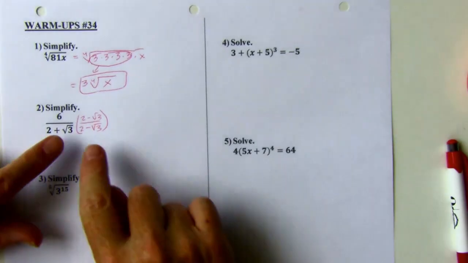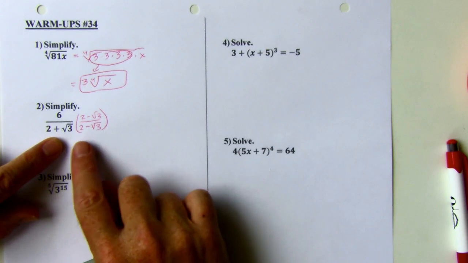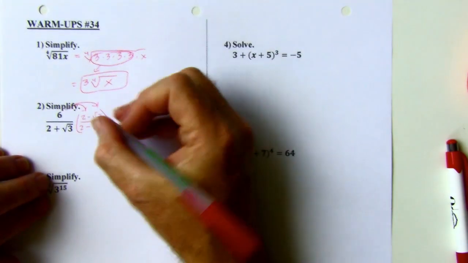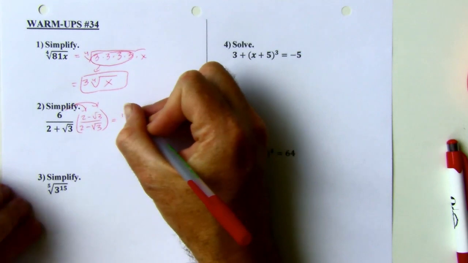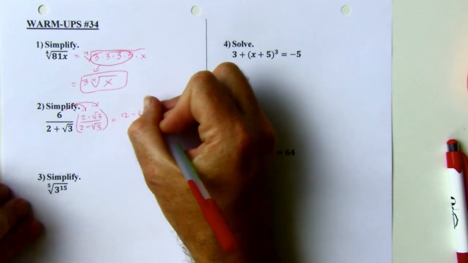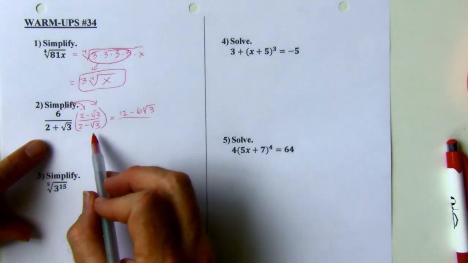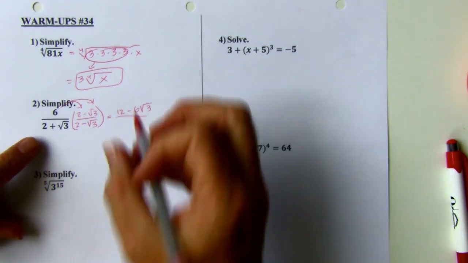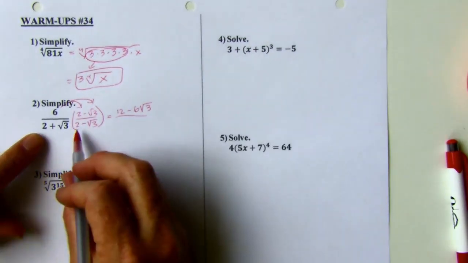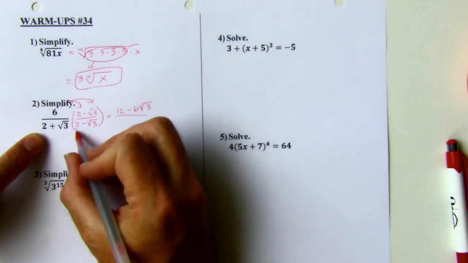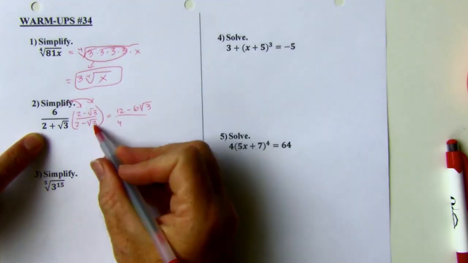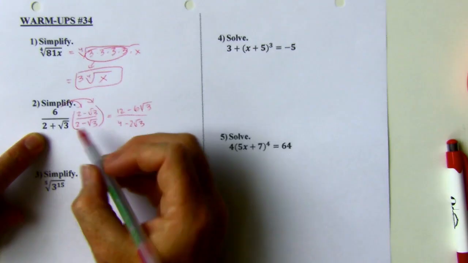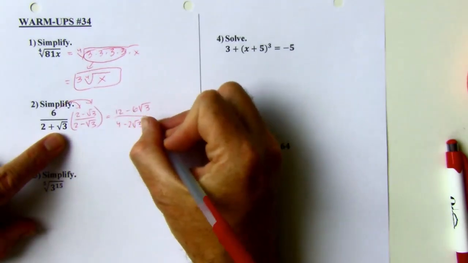Okay? And whenever you multiply by the conjugate like this, it should work out so that there's no more radical in the denominator. So on the top, I'm just going to distribute the 6. So that would give me 12 minus 6 root 3. On the bottom, I'm going to think about FOILing this. When I FOIL this, the firsts will be 4, because it's 2 times 2. Outer will be negative 2 root 3. Inner will be positive 2 root 3.